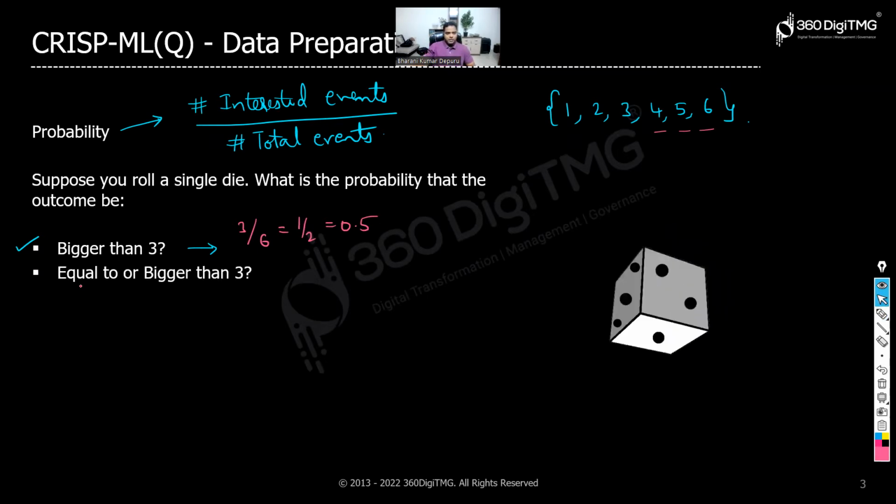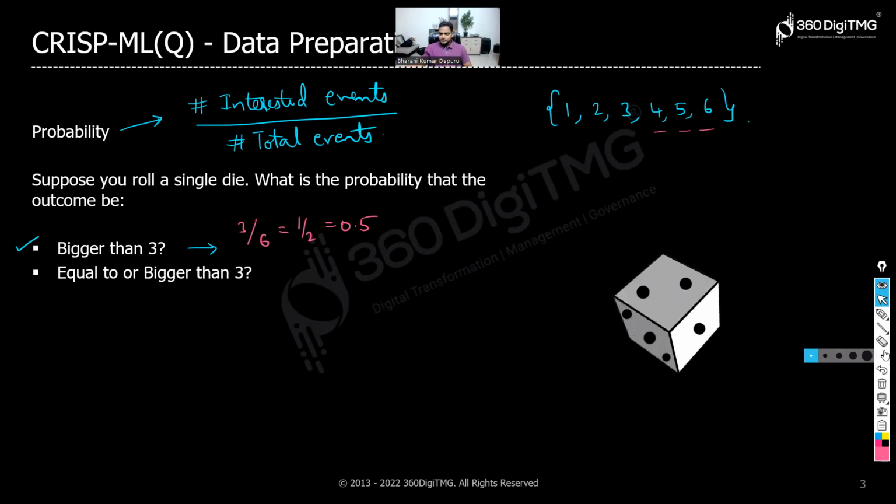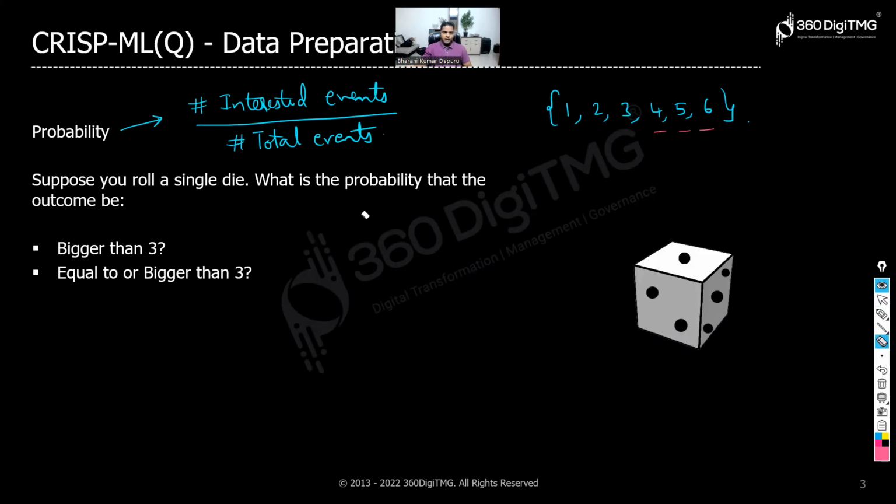If you roll a die, what is the probability that you would get a value which is equal to or bigger than 3? Equal to 3 is 3 also, and bigger than 3 would be 4, 5, and 6. So going by this formula, the number of interested events happen to be 3, 4, 5, and 6. There are 4 events divided by total number of events, which happen to be 6. So you get 2 by 3.